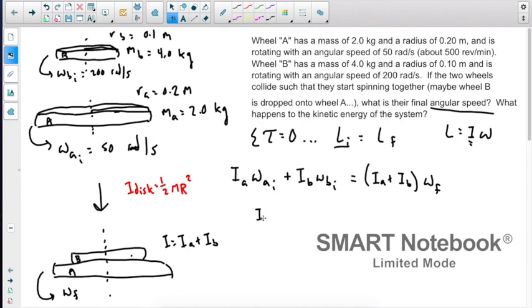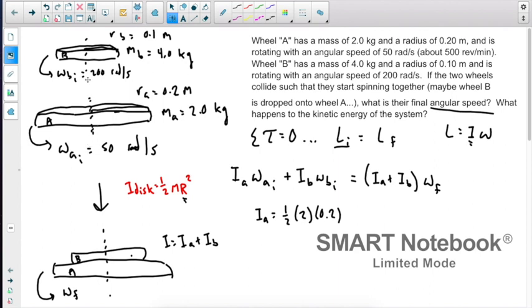For IA, that's going to be equal to 1/2 the mass of A, which is 2, times the radius of A. And remember that this I value only works whenever the axis of rotation is through the center of mass. If it's not through the center of mass, I would have to use the parallel axis theorem. So don't forget about that. You have that tool, and that is not on the AP equation sheet, so you do need to memorize the parallel axis theorem. I have videos about that we looked at previously.